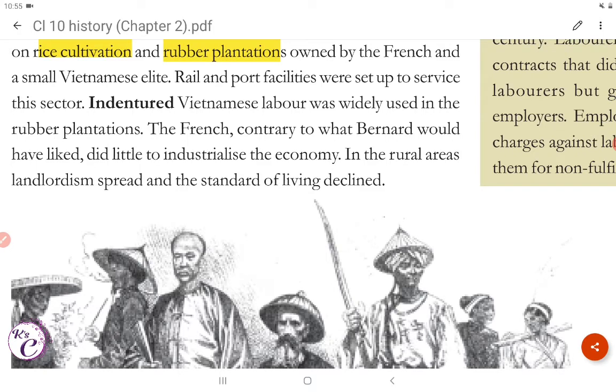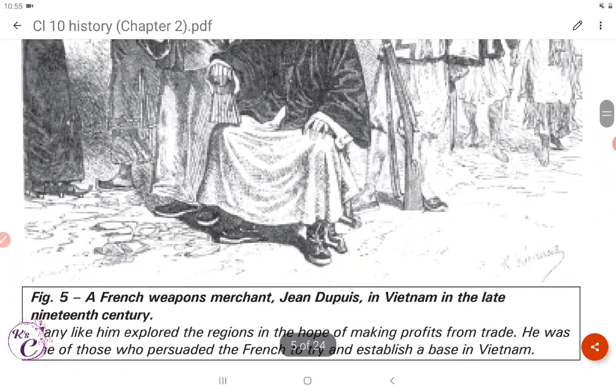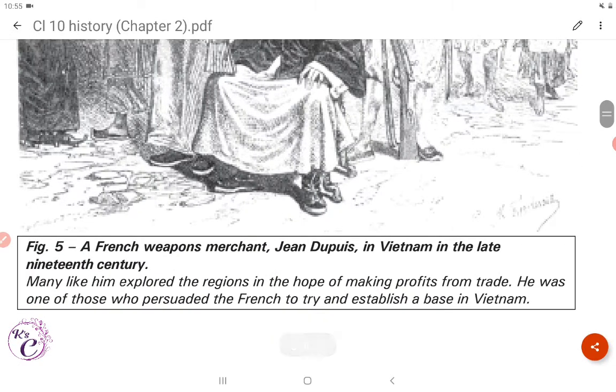The French, contrary to what Bernard would have liked, did little to industrialize the economy. In the rural areas, landlordism spread and the standard of living declined. Here's a new figure, figure 5. A French weapons merchant, Jean Dupuis, in Vietnam in the late 19th century. Many like him explored the region in the hope of making profits from trade. He was one of those who persuaded the French to try and establish a base in Vietnam.